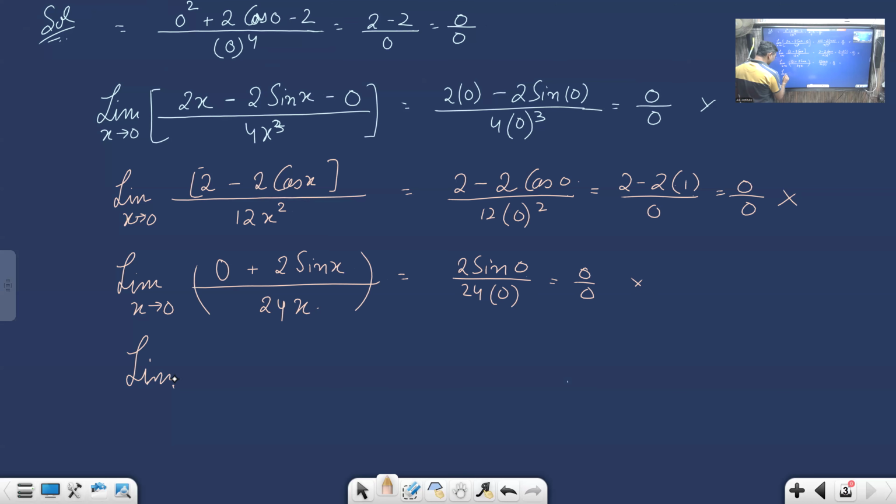Answer आ गया, sir. कितना आया? I got it as -1 by 24. Let's check it. Limit x tends to 0. So अब sin. So this is 2 cos x divided by 24. X has become 1 now. So you will get it as 2 cos 0 divided by 24. Sign derivative is cos positive. So my result is 1 by 12.